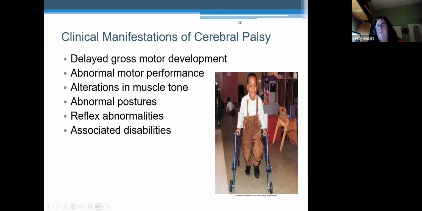Now, what do you see with cerebral palsy? Remember, it's all different levels from mild to severe. Gross and fine motor development, we're going to see it delayed, okay? They are going to have alterations in their muscle tone. They're not going to be sitting right. Their posture is going to be different. Their reflexes are going to be different. And then they get other sort of disabilities with it, not just cognitive.